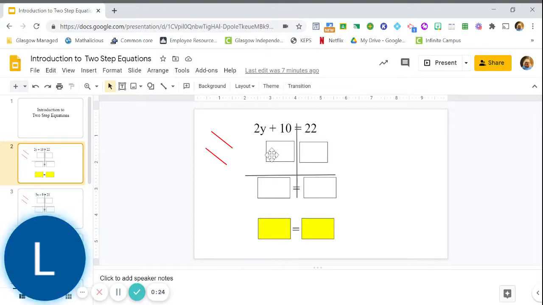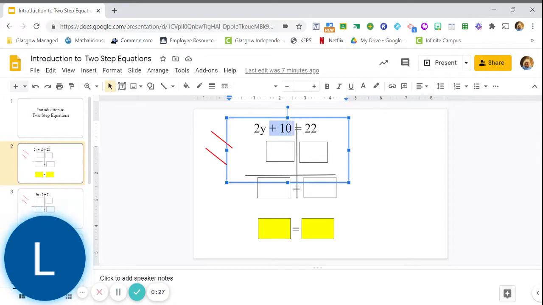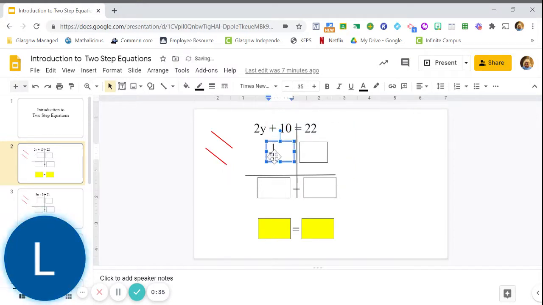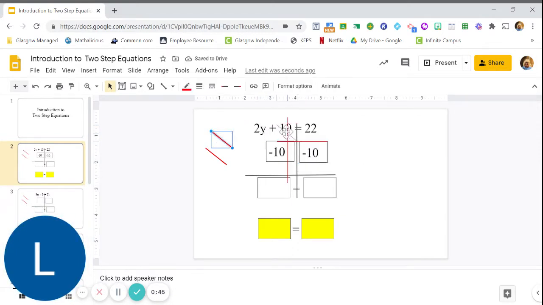So, the first thing I'm going to do is I want to get rid of this plus 10. So to get rid of something, I do the opposite. The opposite of adding 10 is subtracting 10. And whatever we do to one side of the equation, we must do to the other. We're used to this. Now, these two tens, opposites, adding 10, subtracting 10, positive 10, negative 10, they cancel out.